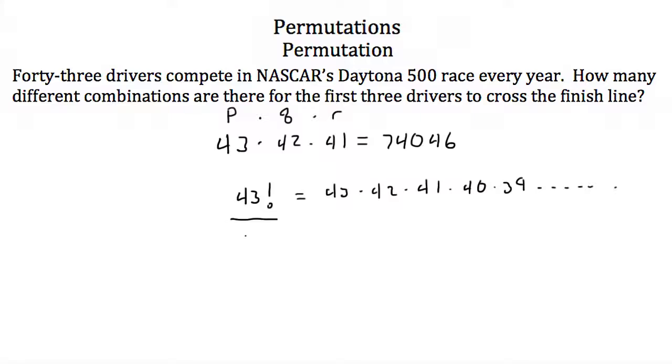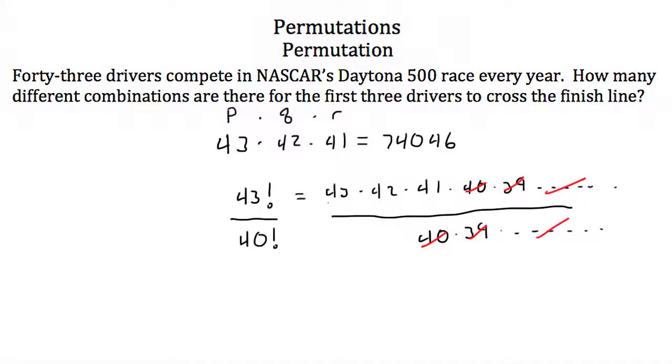So there are 40 different drivers that aren't going to come in the first three spots. So we'll divide this by 40 factorial, because we'll be dividing this by 40 times 39 times 38, etc. And when you divide, the 40s will cancel and the 39s will cancel, and every other number all the way down to 1 will cancel, and we'll be left with just the 43, 42, and the 41. So that's how you can calculate a permutation where you don't have to use every possible outcome of each event.